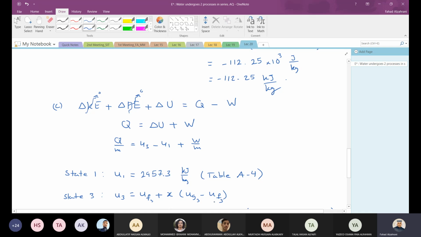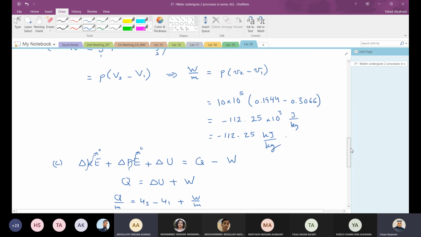So do we have the quality or not? We have temperature, we have pressure, so we can find it. We have the temperature. Okay, so you mean that I don't have X. You need to evaluate the X or find the X, right? Yes, exactly. Okay, so what is the procedure to evaluate the X? You're using the specific volume.